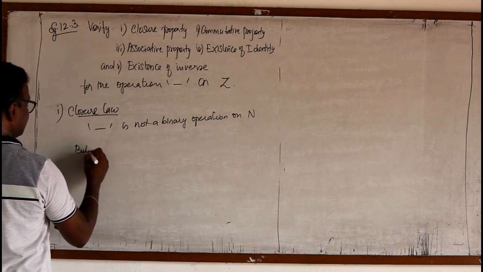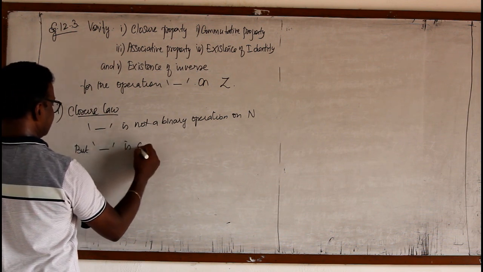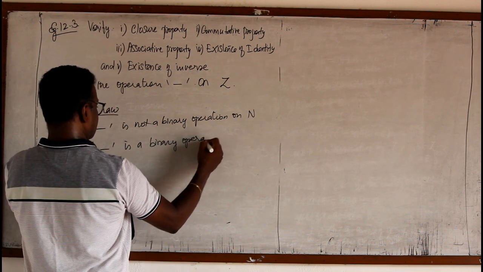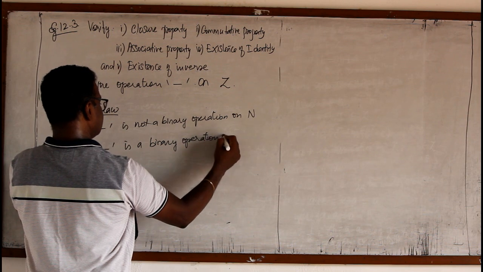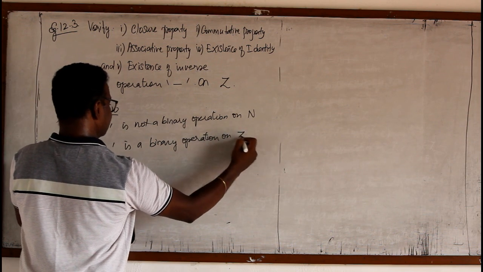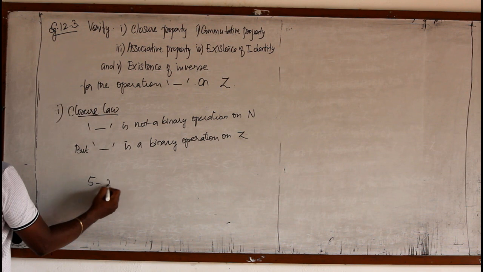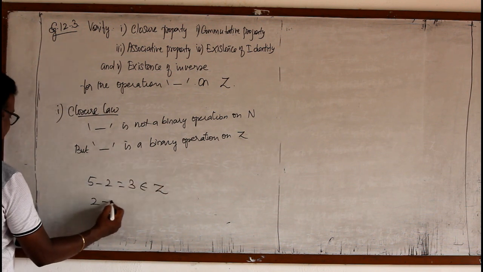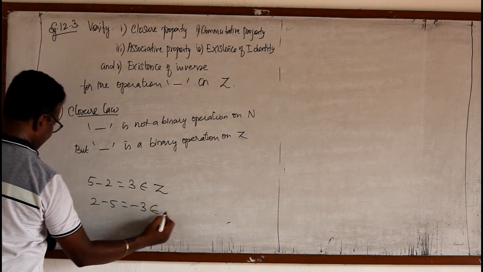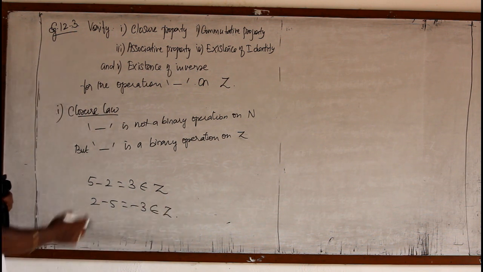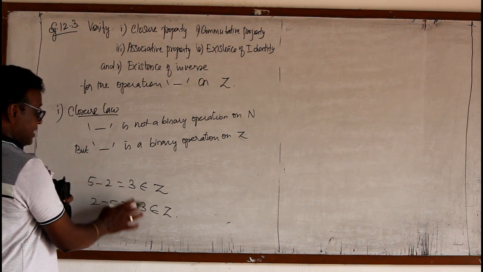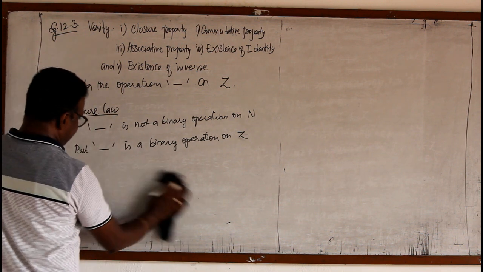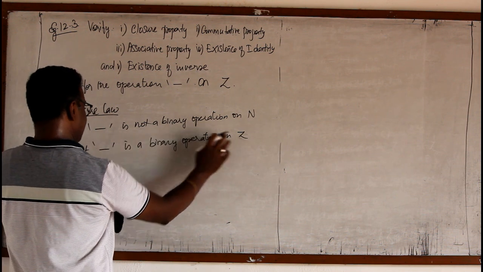But minus sign is a binary operation on Z, because again 5 minus 2 is 3, definitely it is an integer. Similarly 2 minus 5 is also minus 3, which again belongs to Z. Whether they are equal or not, they are getting an answer which is an integer. Therefore minus is a binary operation on Z.